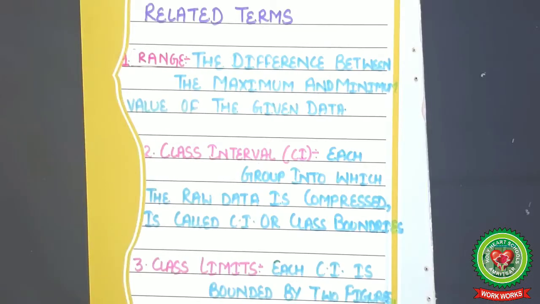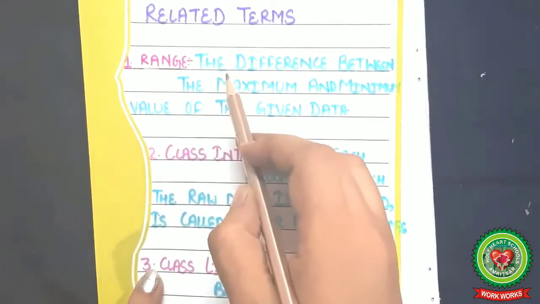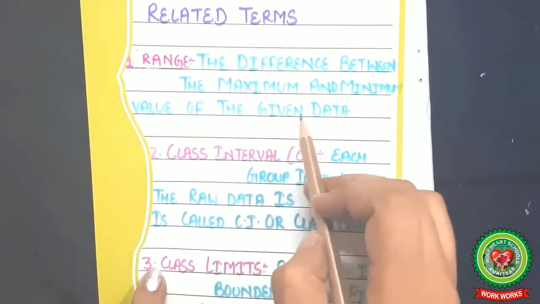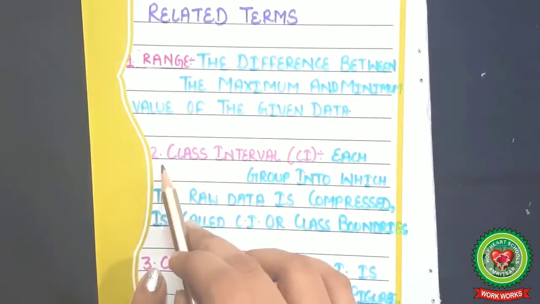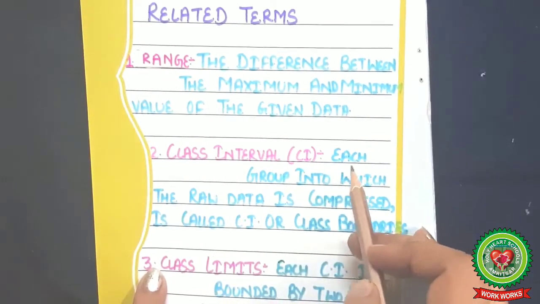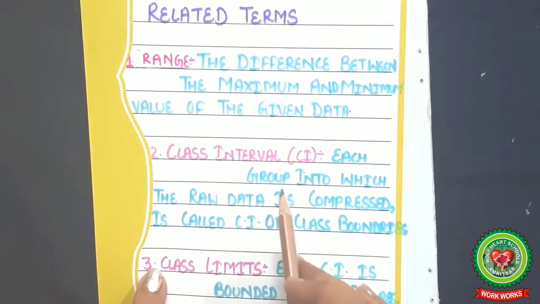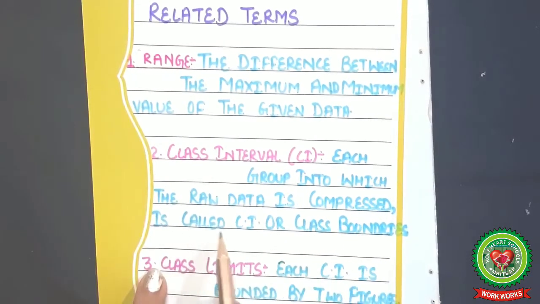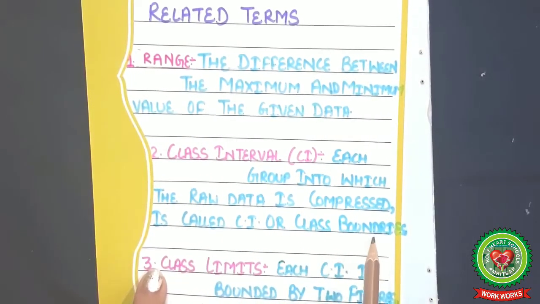Students, before starting with the questions related to stats, firstly, let's understand the different terms related to the topic. Term number 1 is range. It is the difference between the maximum and the minimum value of the given data. Term number 2 is the class interval. It is denoted by CI. What is class interval? Each group into which the raw data is compressed is called CI or class boundaries.